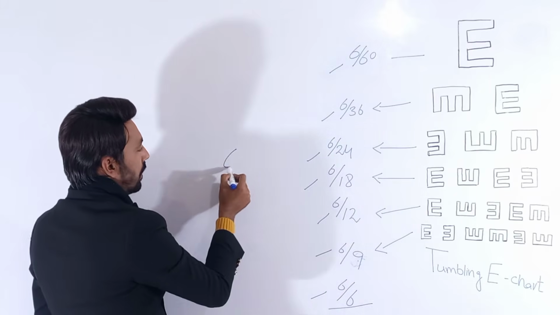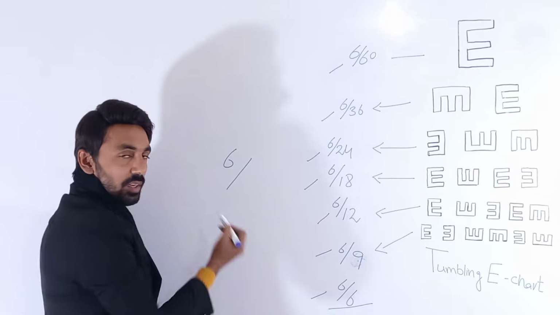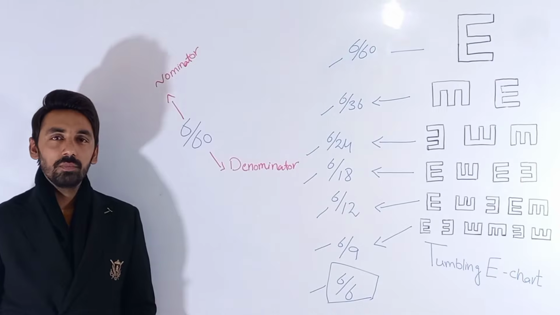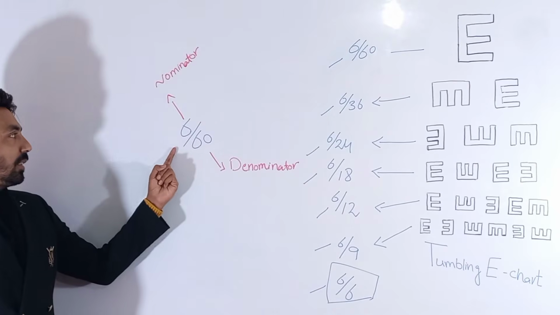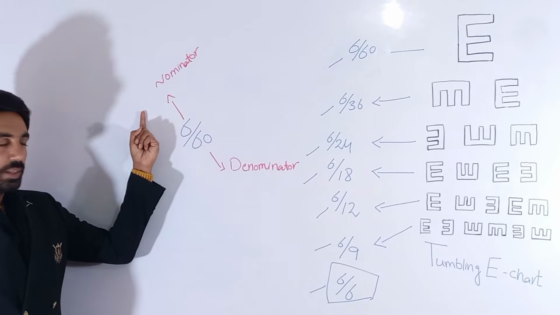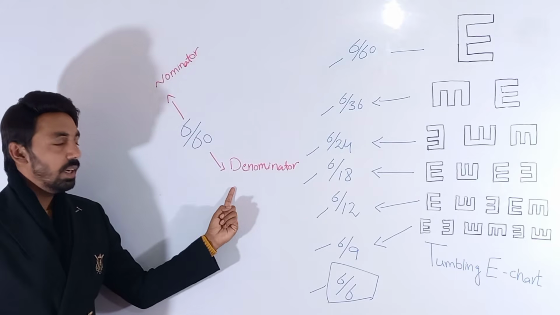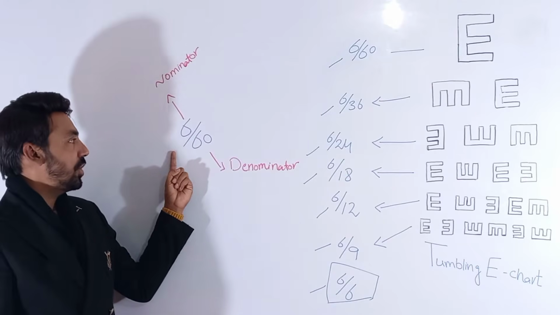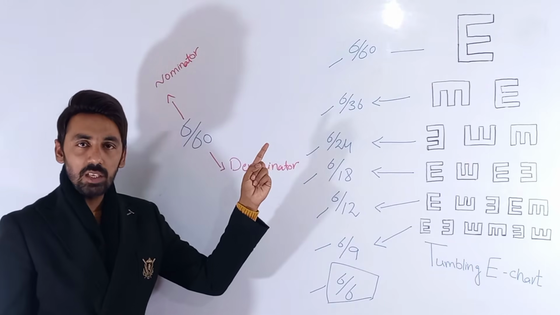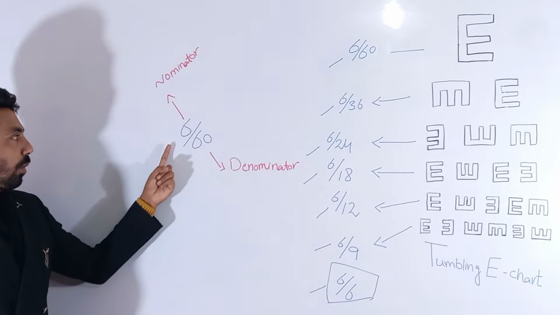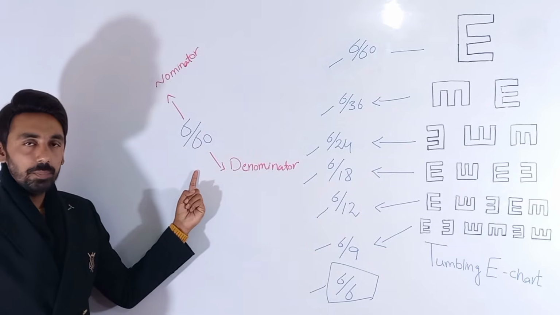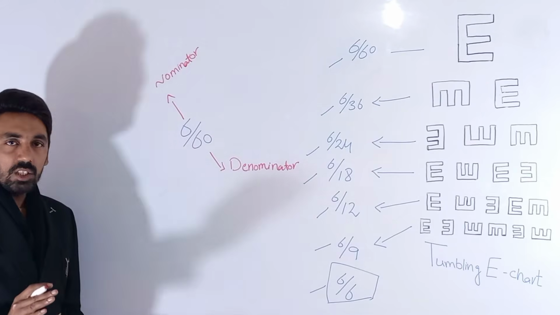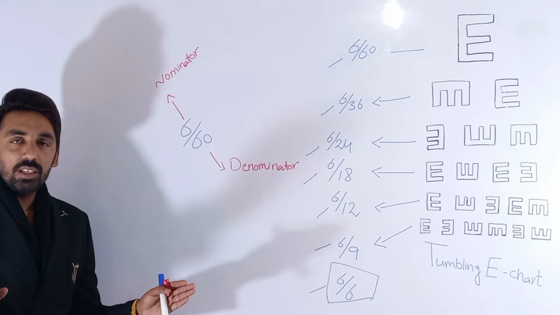What does the numerator mean? And what does it mean when we say the denominator? The value which is above the line is called the numerator, and the value which is below the line is called the denominator. So, in this recorded visual acuity, the patient can read only the top letter of the Snellen chart. Now, we will learn about the numerator and the denominator. And as you all know, the distance between the patient and the Snellen chart is 6 meters.